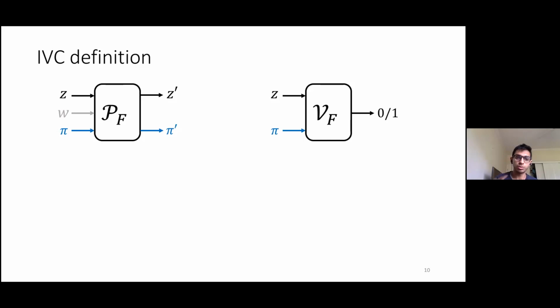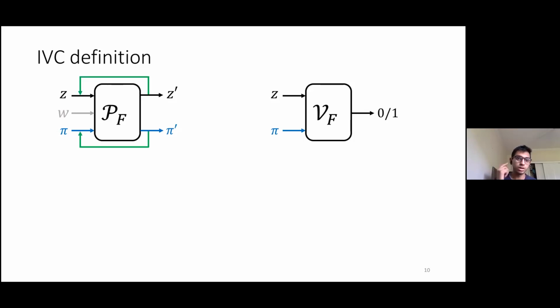So this is what the prover does. It produces a new proof which attests to the correctness of all the previous computation as well as the correctness of the current step. And then the IVC verifier takes in the final proof pi along with the initial input z and maybe the final output zt, and decides whether or not the proof is valid, that it corresponds to a correct history of computation.